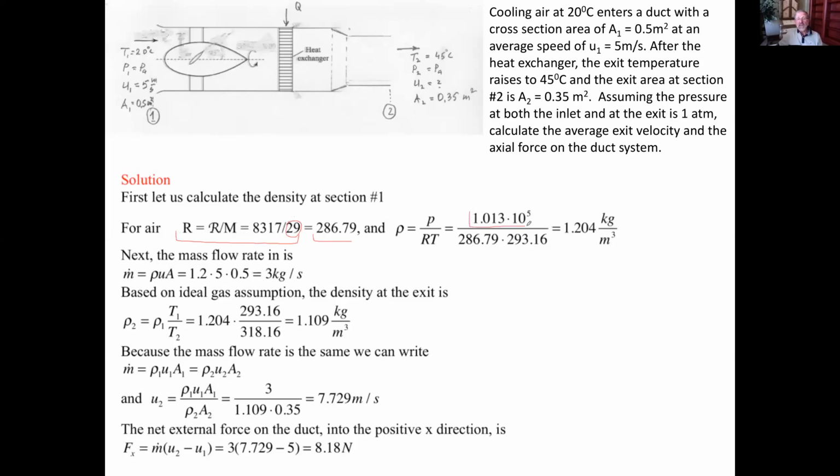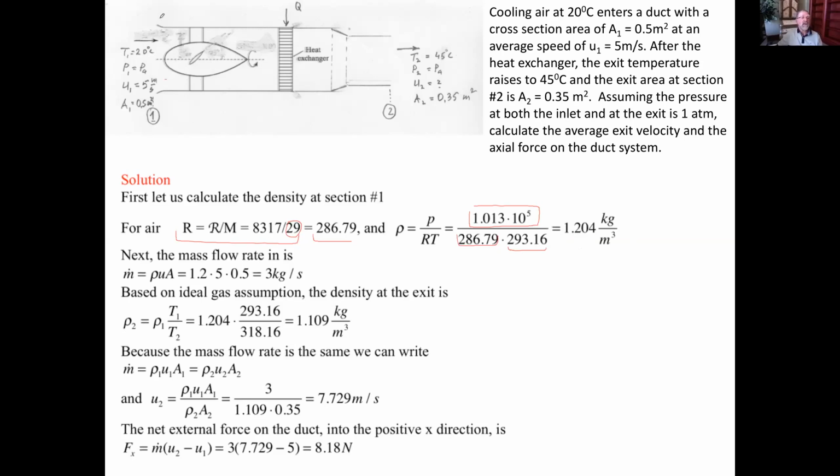This would be an atmosphere, which is 1.013 times 10 to the 5th newtons per meter squared, in standard atmosphere. The gas constant, and let's say a typical temperature, which is, what is that? We said 20 degrees C. So this is 20 degrees C. We end up with 1.2 kilograms per meter cubed. That's the density of the air going into the duct.